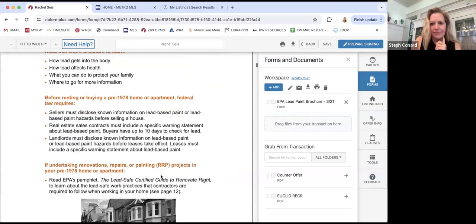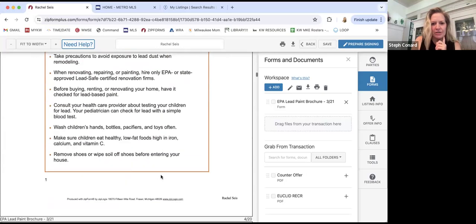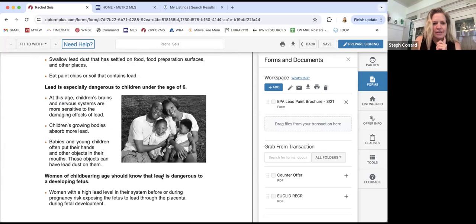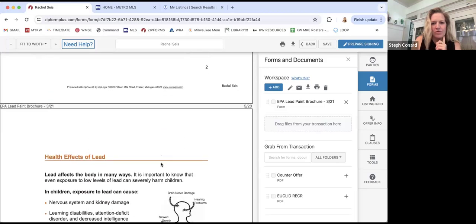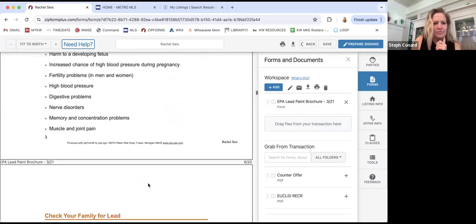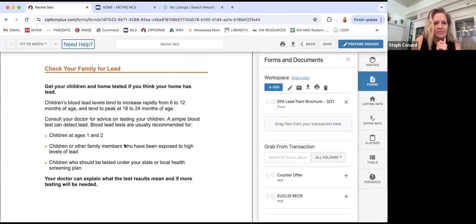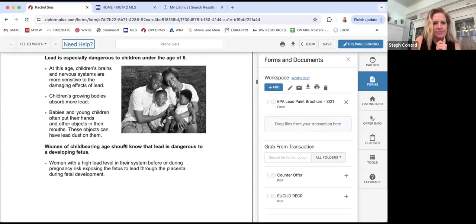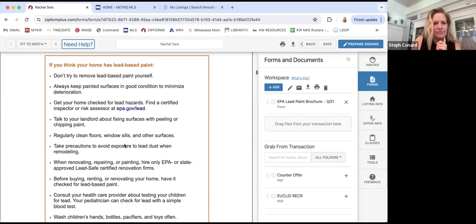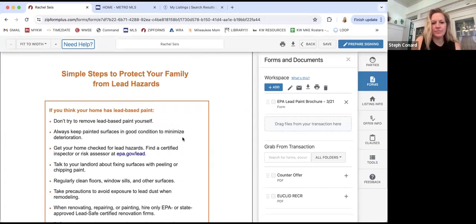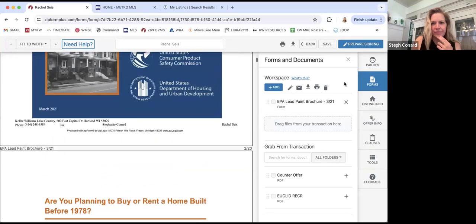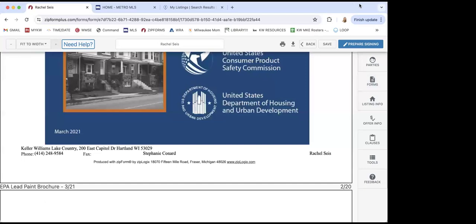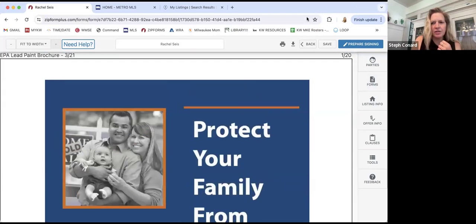Here's what that looks like. And this is just a simple share, you're just going to share this along with the offer to purchase or ahead of time. But this is that pamphlet. And it's on them to read it. Is this something that you would just print off and give to them? I would make a PDF of this and just send it.